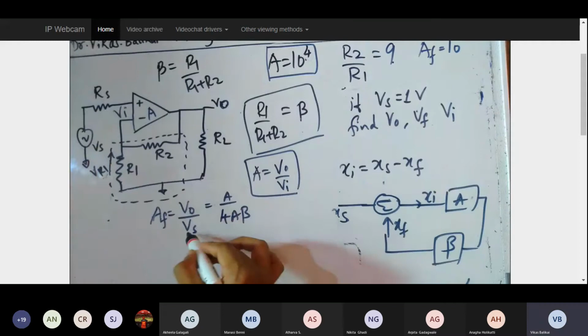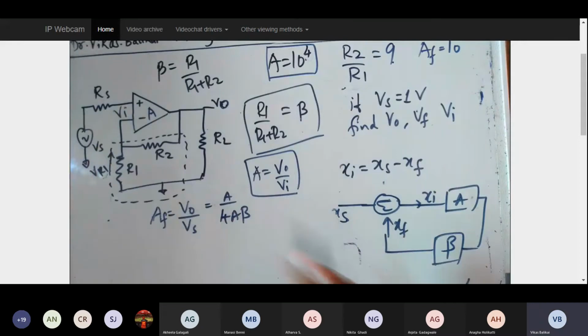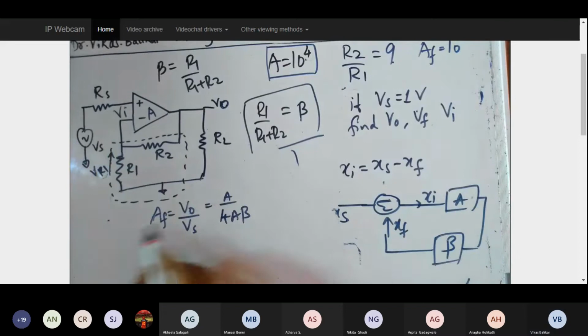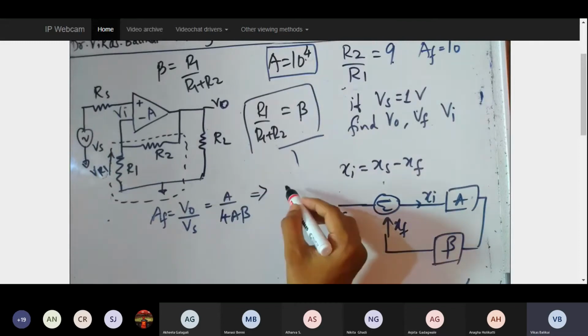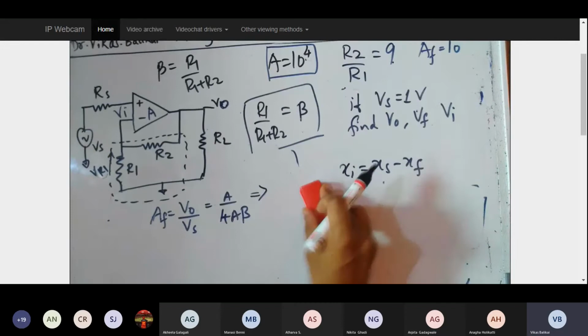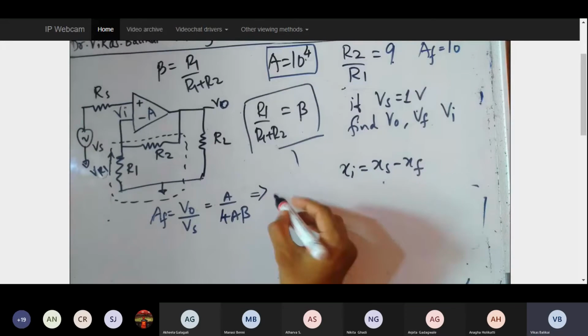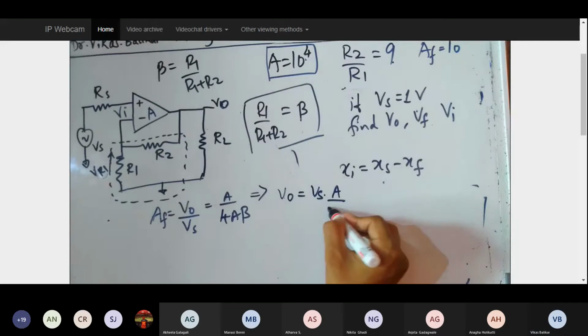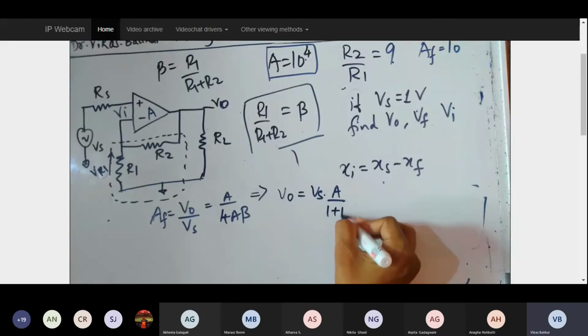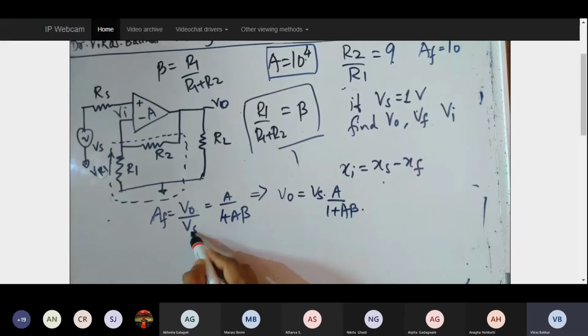Okay, fine, fair enough. So now I know what is given: Vs and AF are given. With the help of this, can I calculate? So can I do this way? I'll just rub this out. V naught is equal to Vs times A divided by 1 plus A beta. Rather than taking AF equal to A divided by 1 plus A beta, V naught by Vs is equal to A divided by 1 plus A beta, so V naught is equal to Vs times that, pushing Vs to this side.